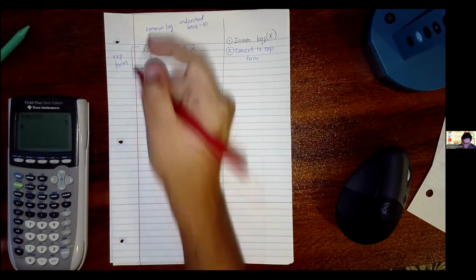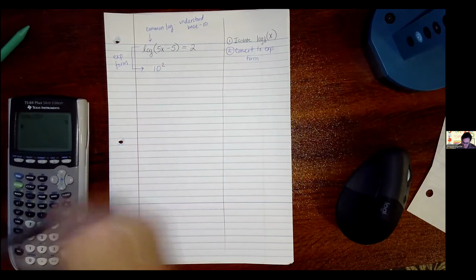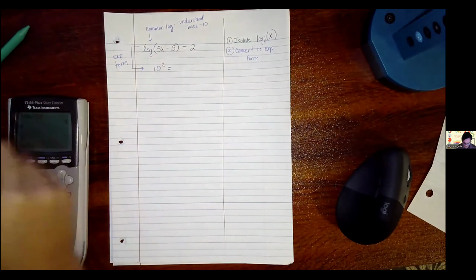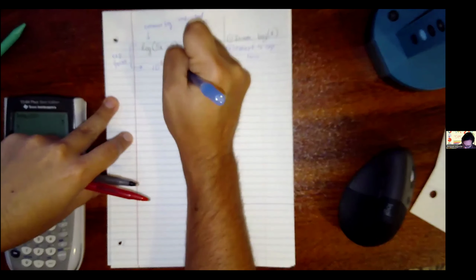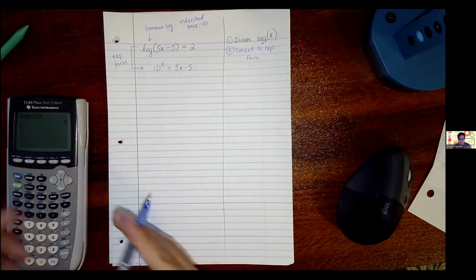So I'm going to put 10 to the second power is equal to all this junk inside the logarithm. 5x minus 5 goes to the other side of the equation.